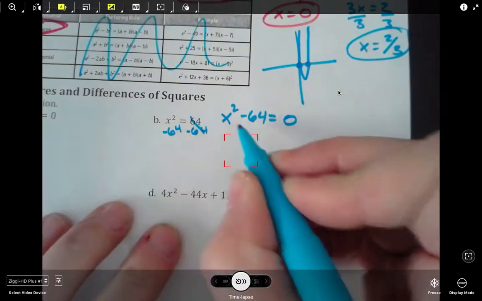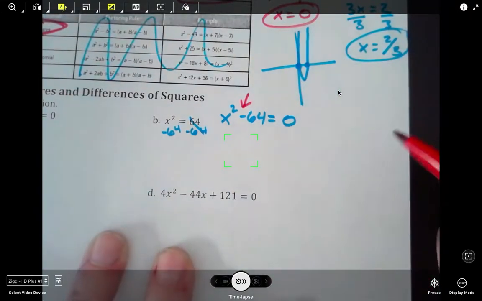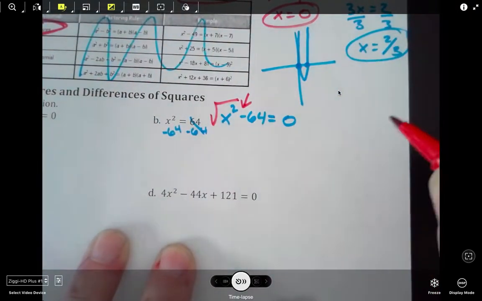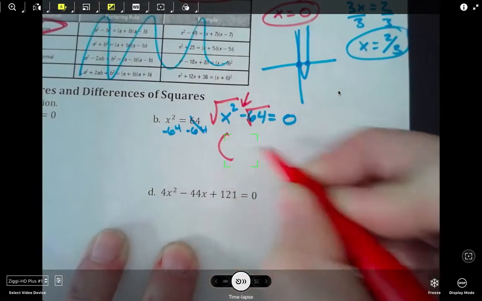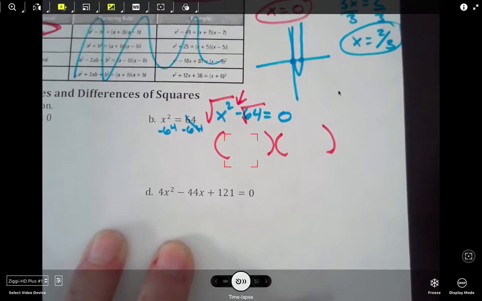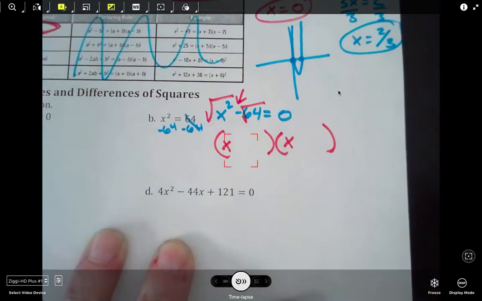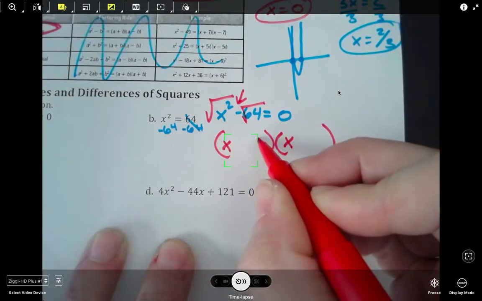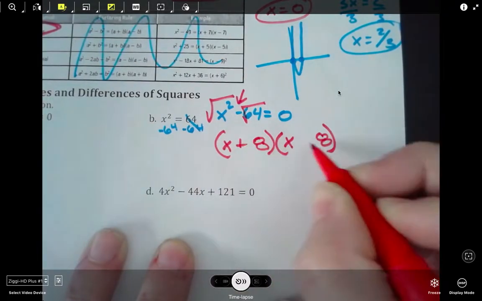Now, x squared minus 64. To determine whether that's a difference of squares, you look for the difference. Difference means minus. Does it have a minus sign? Yes. Can I take the square root of x squared? Yes. Can I take the square root of 64? Yes. So I break it down in 2 pieces. The square root of x squared is x, so x and x. The square root of 64 is 8, so 8 and 8. And what do I put in between them? Plus and minus.